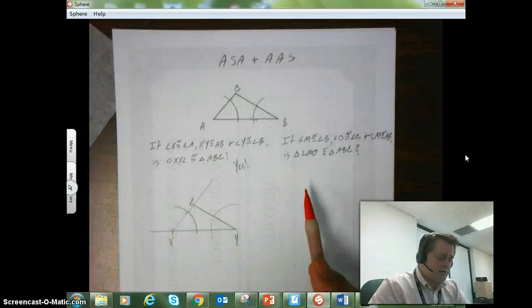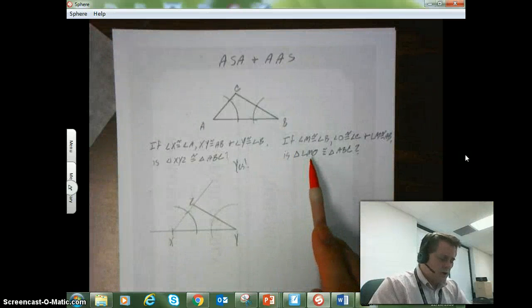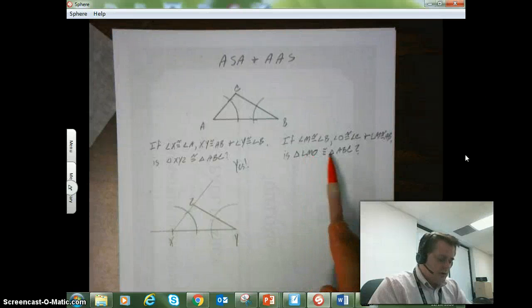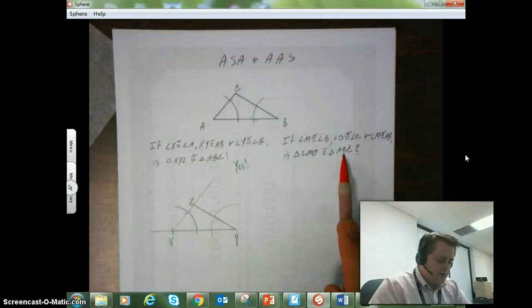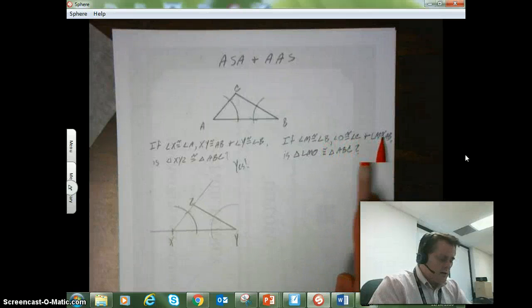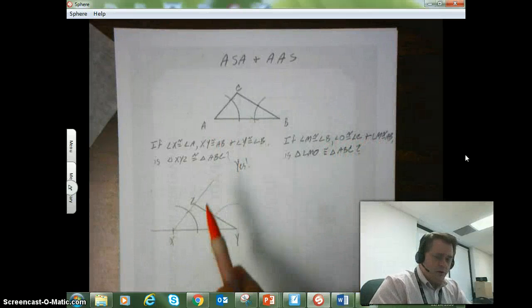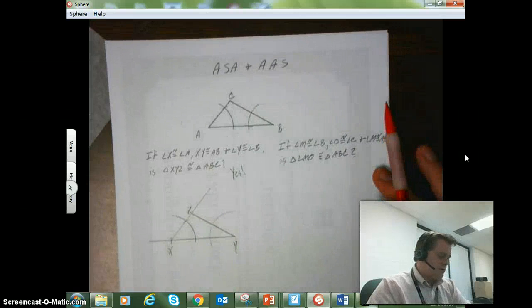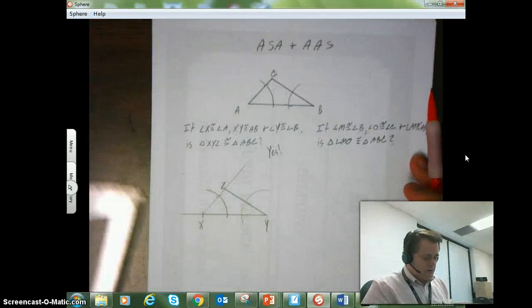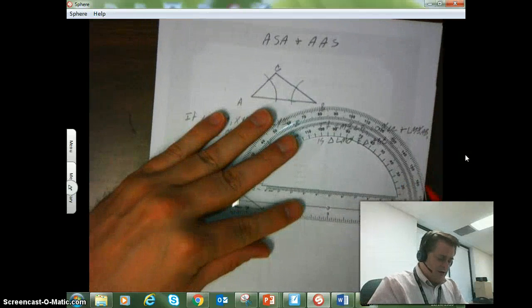Well, in this case, the side that we're using is not going to be in between the two angles that we have, because if we compare the order of the points, segment LM is not in between the two angles that we have here. We have angle B and we have angle C, and segment AB is definitely not in between them. So let's see how this one goes. Alright, so let's start off with a line segment again.